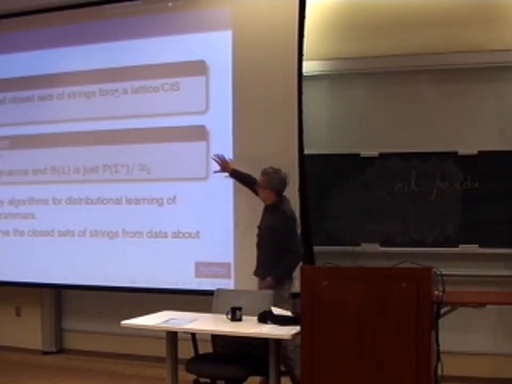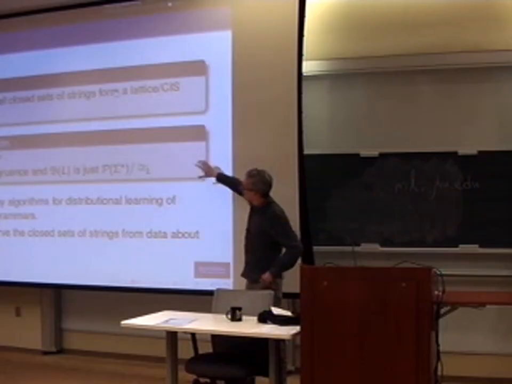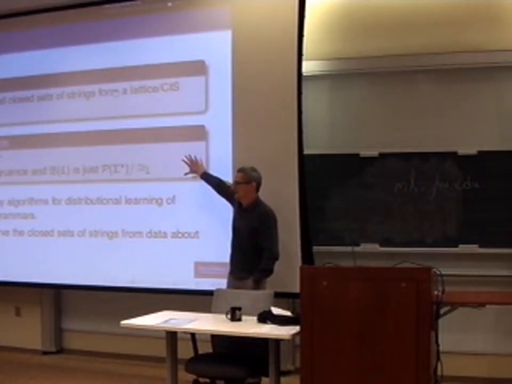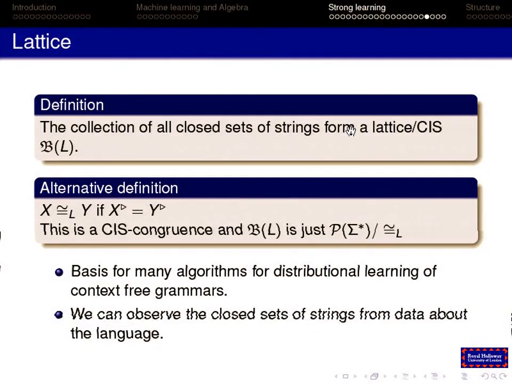Now, I'm going to skip over a little bit of material here, but one way of defining this structure is saying that we define a congruence here, where we say that 2 sets of strings are equivalent if they can occur in the same set of contexts, right? And this is a congruence of the semi-ring, and this lattice is just the quotient of this by this congruence.